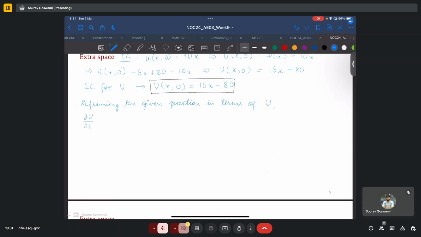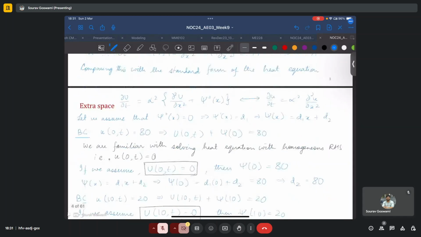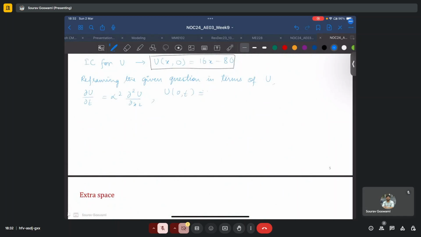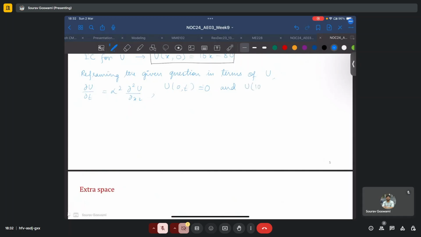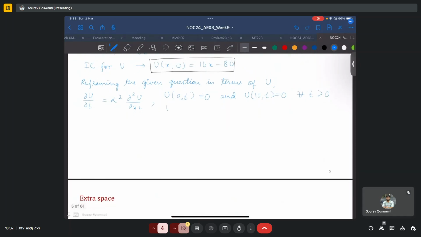We have ∂u/∂t equals alpha squared ∂²u/∂x², where we have the boundary conditions u at (0, t) is equal to 0 and u at (10, t) is also equal to 0 for all t greater than 0, and the initial condition u at (x, 0) is equal to 16x minus 18.